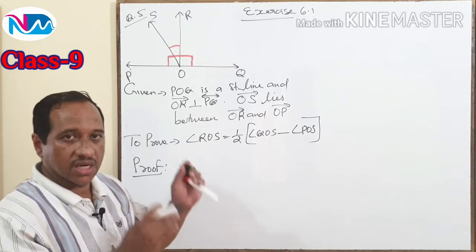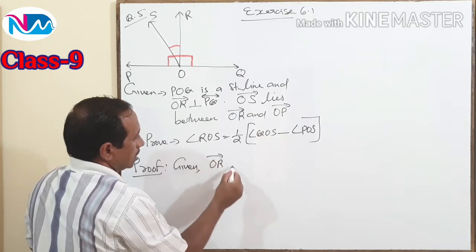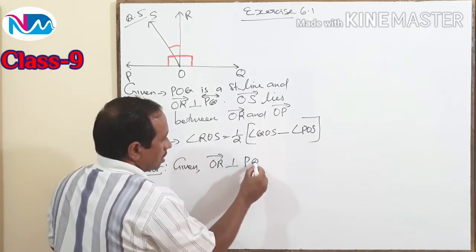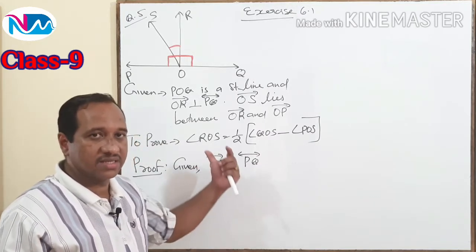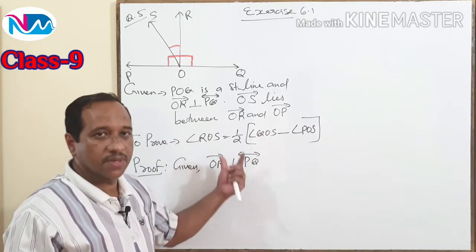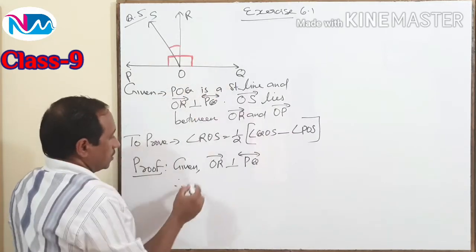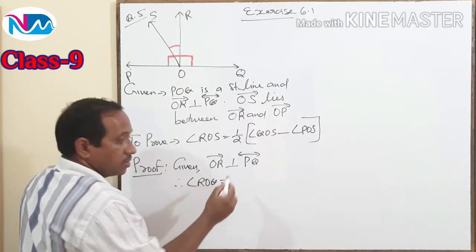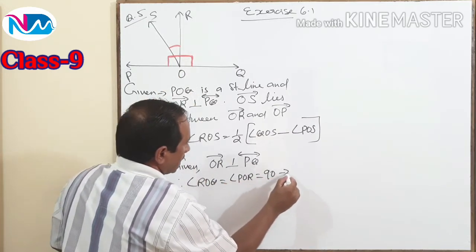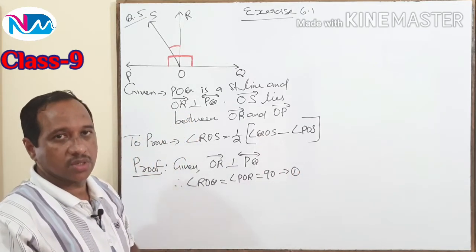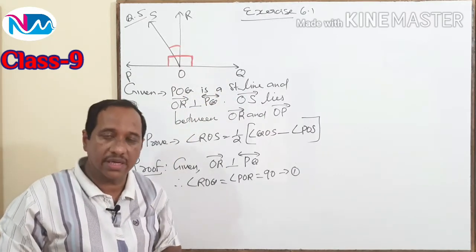First of all, we are given that ray OR is perpendicular to line PQ. This is symbolically written and it is read as ray OR is perpendicular to line PQ. Therefore, angle ROQ is equal to angle POR equal to 90 degrees. Let it be equation number 1. So angle ROQ is 90 and angle POR also 90 degrees.